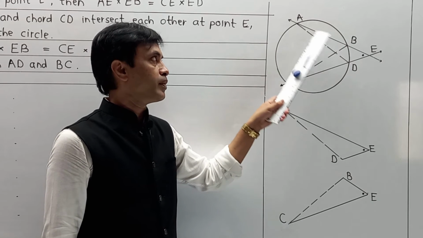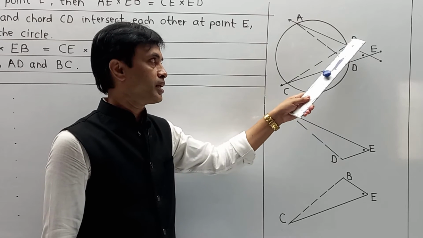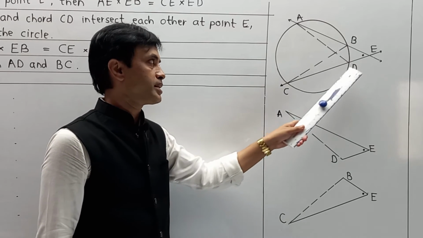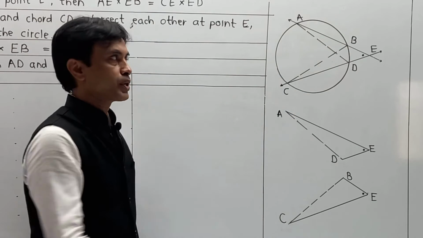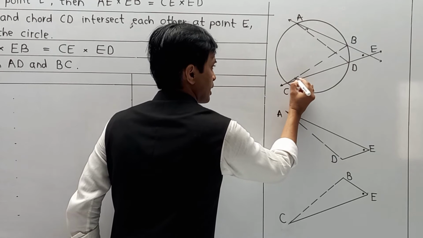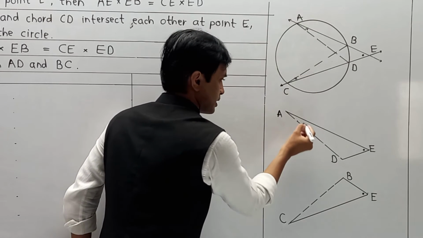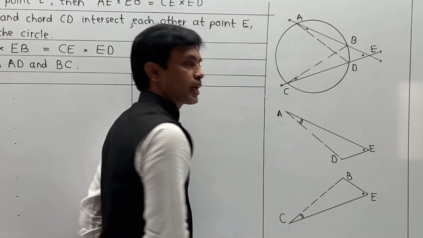Angle BAD is formed on the circumference of the circle and arc BD is intercepted. Similarly, if you observe angle BCD, again the same arc BD is intercepted over here. Naturally, by this property, angle A and angle C become congruent angles.